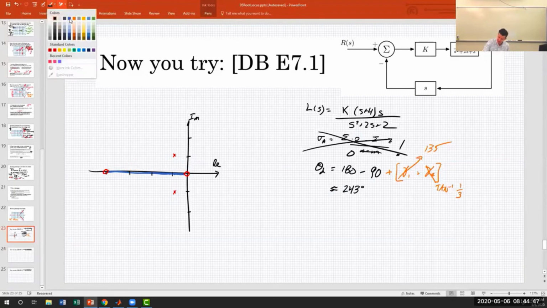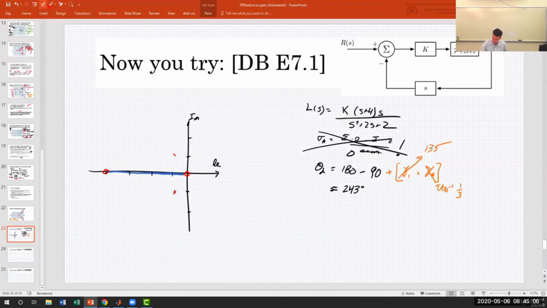So let's get our root locus blue here. 243 degrees. That is not quite 270, but it's certainly more than 180. So it looks like something like that. Maybe I could be a little bit more clear by not adding an arrowhead in there. So sure, that's about 243 degrees. Remember, we're measuring from the real axis counterclockwise, just like you would for phasors, just like you would for normal complex numbers.